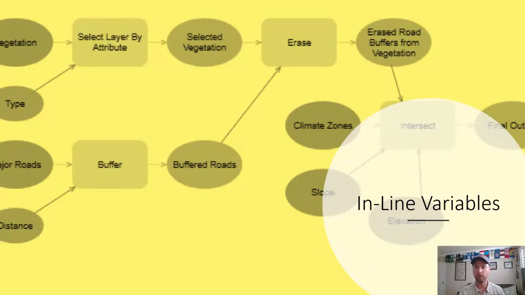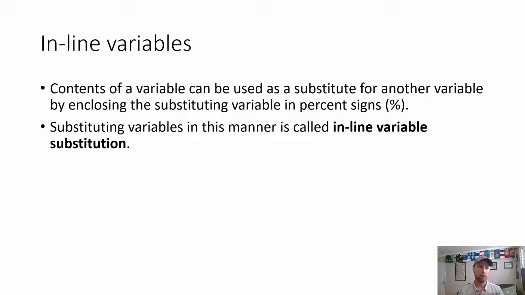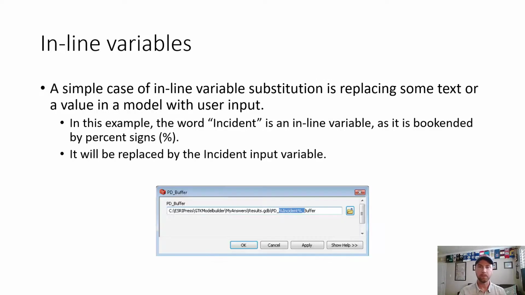All right, so I mentioned just a second ago, inline variables. What are inline variables? Inline variables are essentially on-the-fly variables. The contents of a variable can be used as a substitute for another variable by enclosing the substituting variable in percent signs. So percent sign, word stands for a variable, then another percent sign. Substituting variables in this manner is called inline variable substitution.